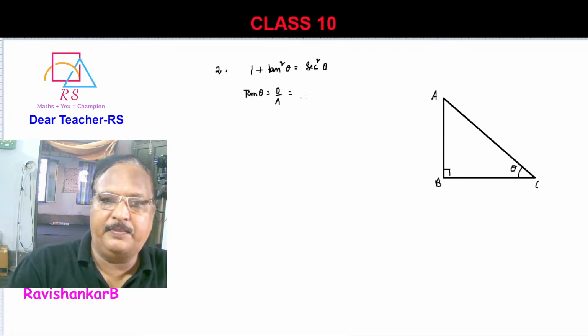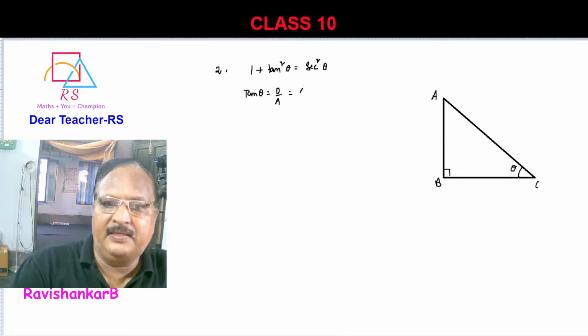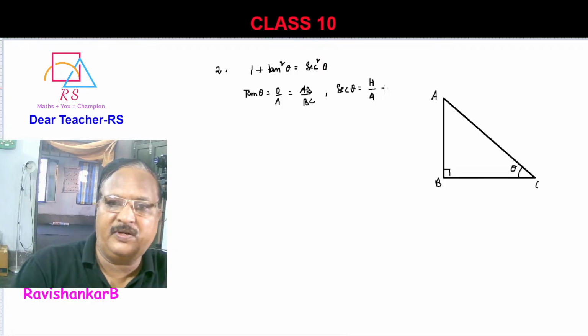Opposite side by adjacent side, that is nothing but AB by BC. And in the same way, secant theta is nothing but hypotenuse by adjacent side, the reciprocal of cos. Hypotenuse is AC by BC.